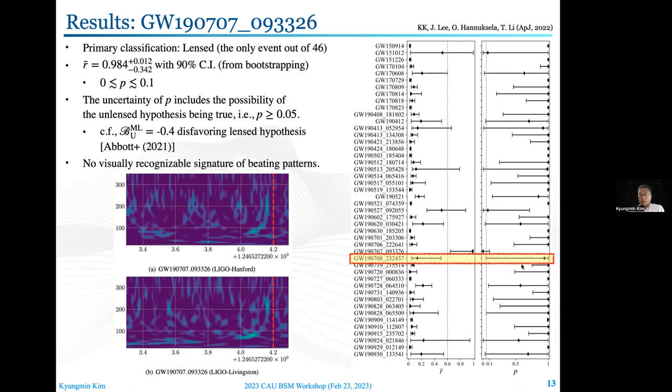And when you also look at the time-frequency images of this event, we couldn't see any visually recognizable signature of beating patterns from the LIGO-Hanford and LIGO-Livingston data. For your information, for this event, Virgo didn't detect the signal.